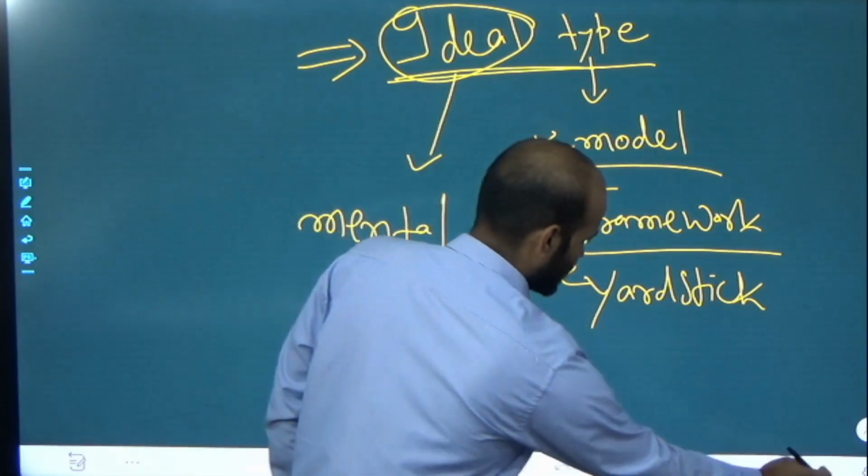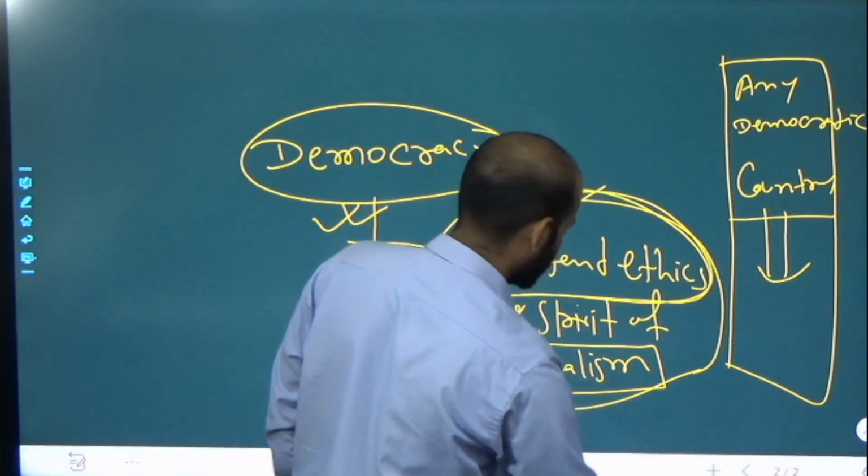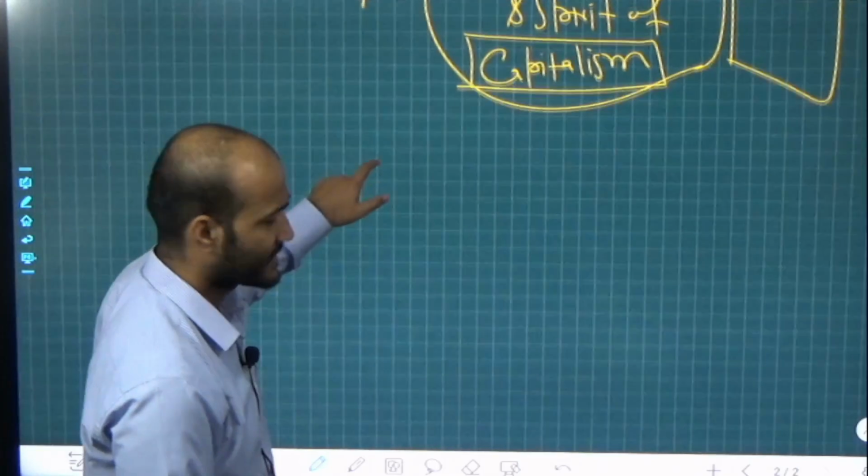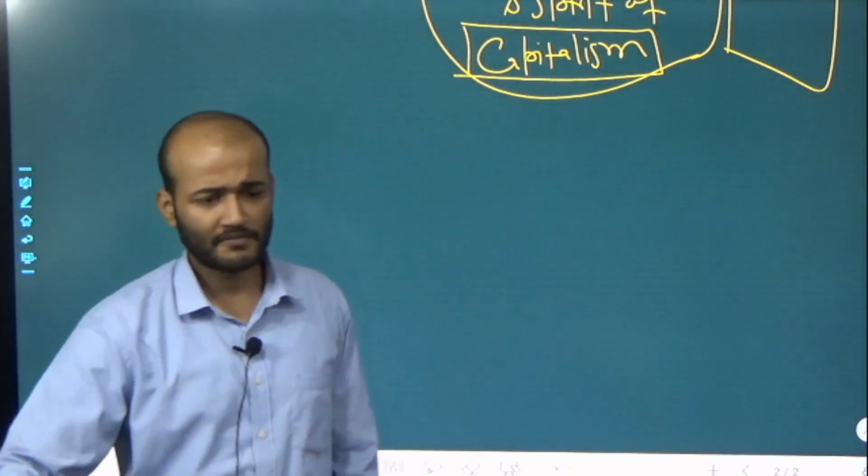Now here one thing: we have to discuss some of the features, right? Features of ideal type. लिख लीजिए इसका ideal type features.